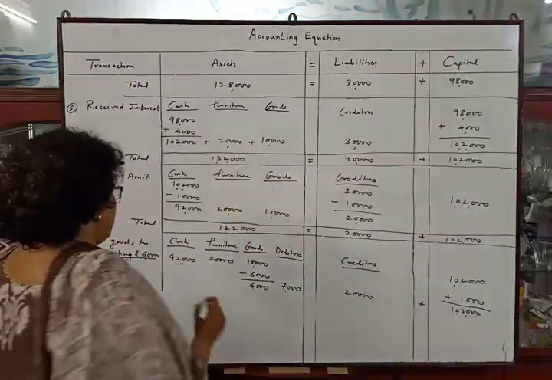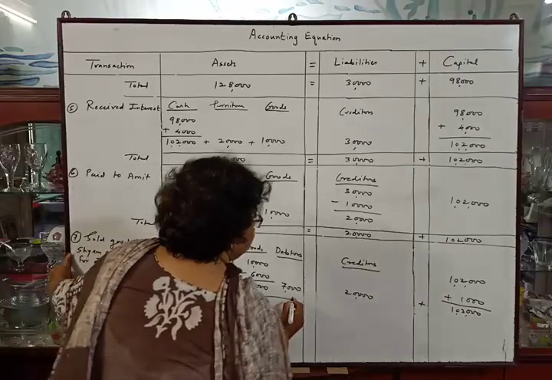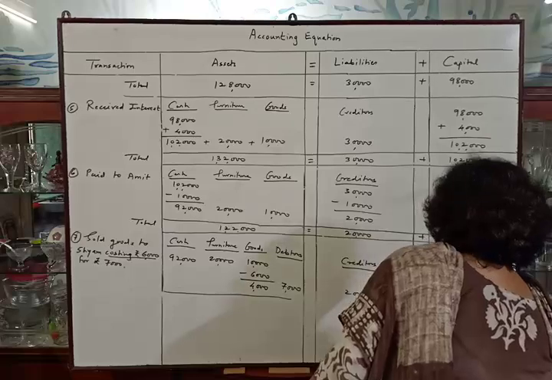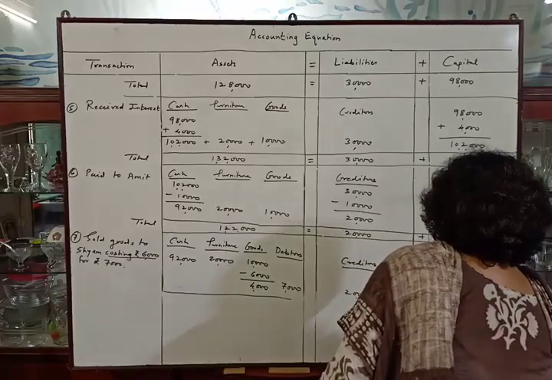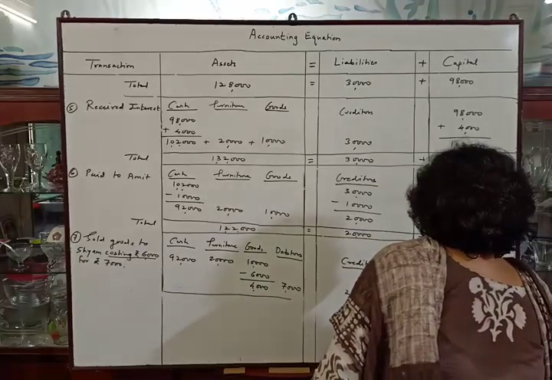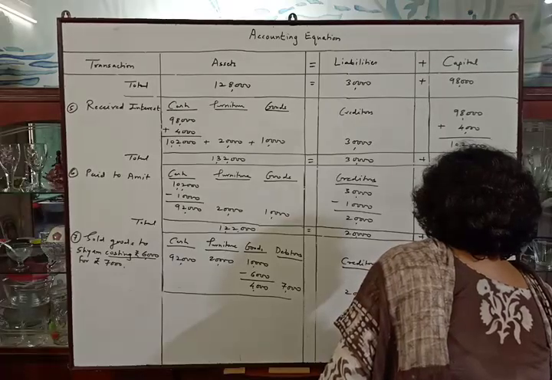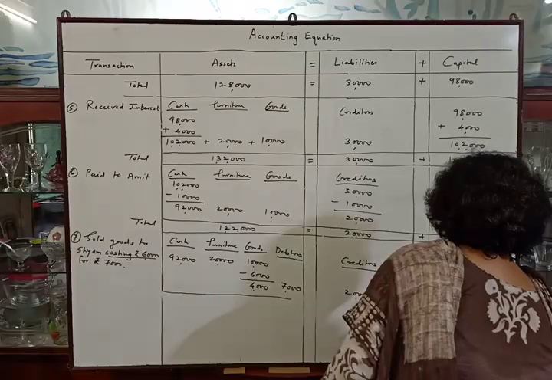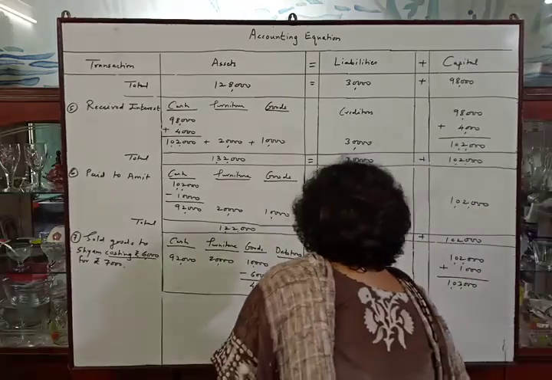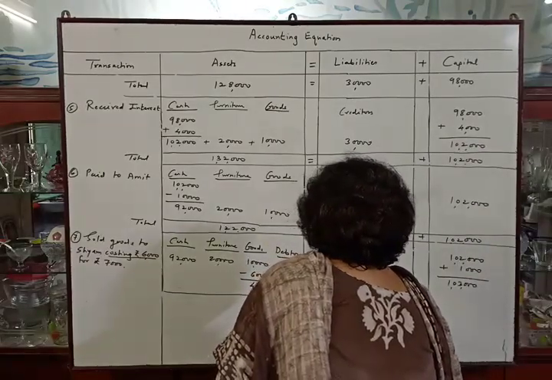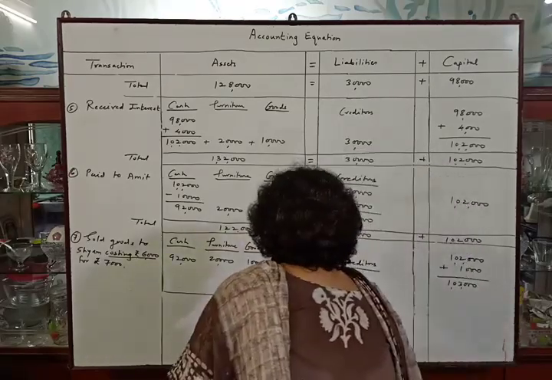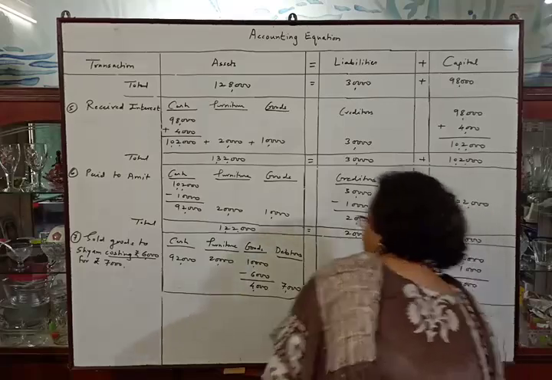Okay. Now let's tally. Here that 2,000 plus 1,000, so it will be 1,03,000. I am making an adjustment for some space. 1,03,000.